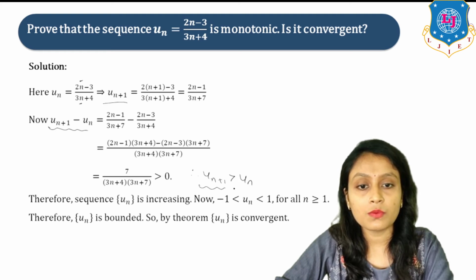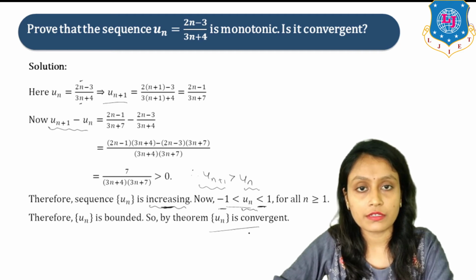Okay, so the n plus 1th term is greater than the nth term. Therefore the sequence is increasing, and also all the terms of un will lie between -1 and 1. You can verify this by substituting the values of n. So we can say that this sequence is increasing and it is also bounded. Therefore, by the theorem, we can say that this sequence is convergent.